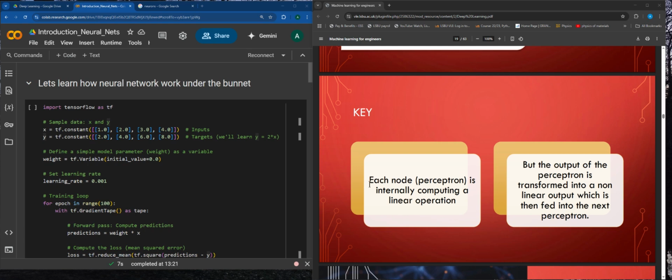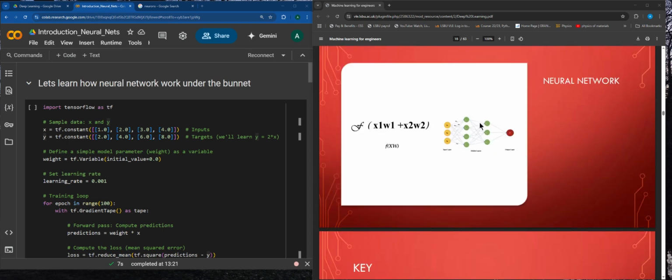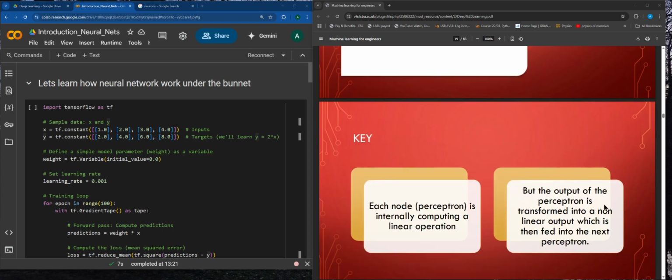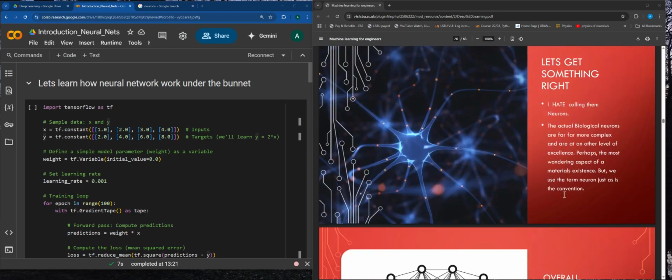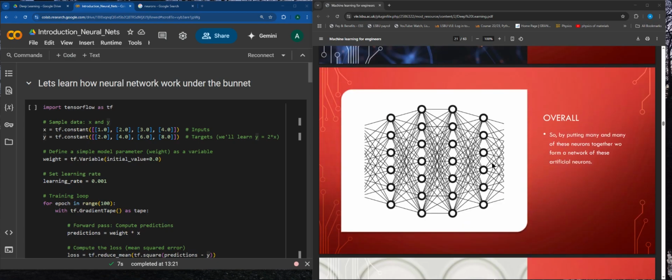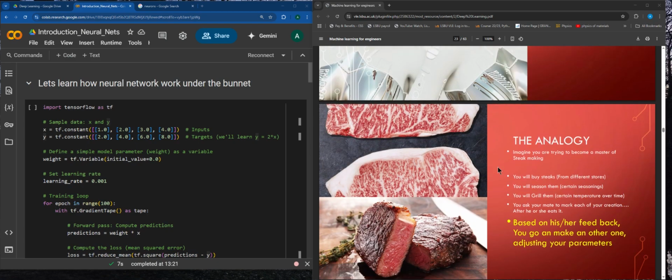We discussed this: each node, perceptron or neuron is internally computing a linear operation, but the output of the perceptron is transformed into a nonlinear output, which is then fed into the next perceptron. That's what we see here. In our simple example, it was not being fed to another perceptron, it was just being put out. But if you have a deep network like this, obviously it's being fed to the next neuron. And this is a complicated one.